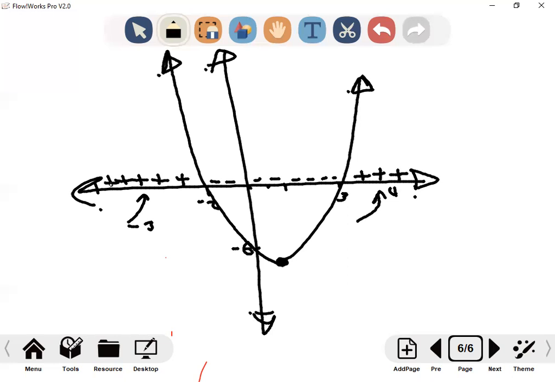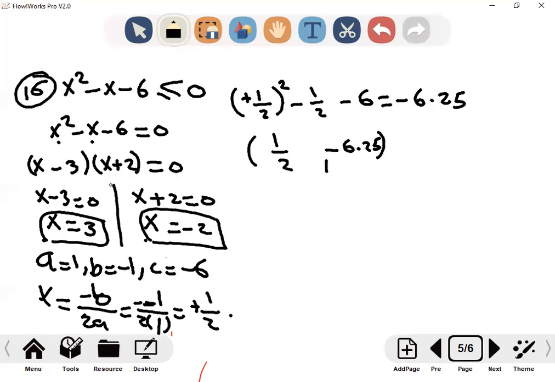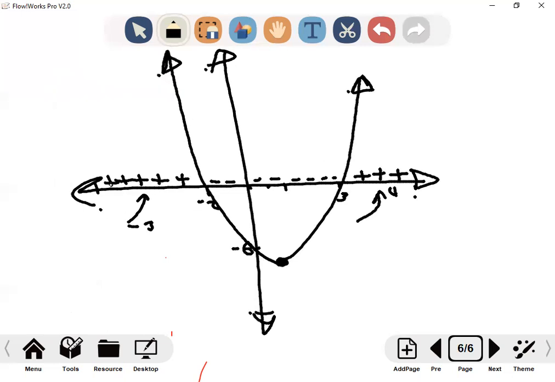This is another way. But what I want is the function to be less than or equal to 0. Less than means negative, right? Where is the part that gives me negative values? Between negative 2 and what? 3. And here we put the closed circle, remember? Because we have an equal sign, right? So here what I will say is x more than or equal to negative 2.